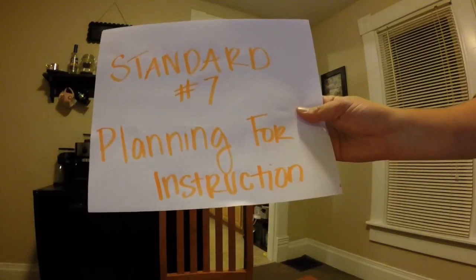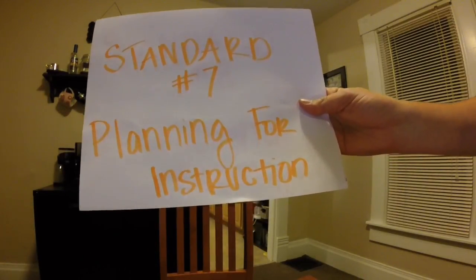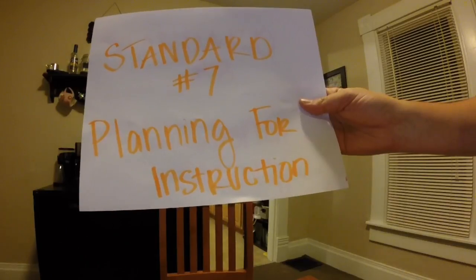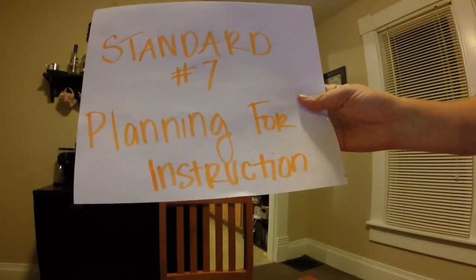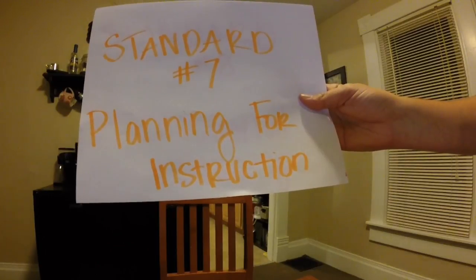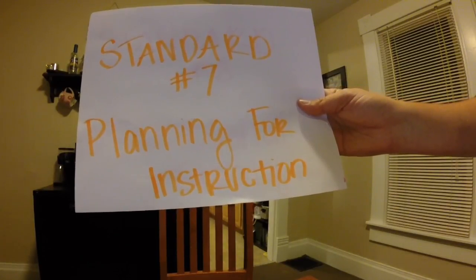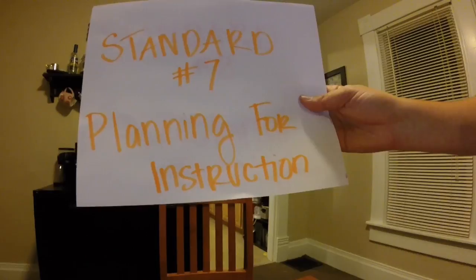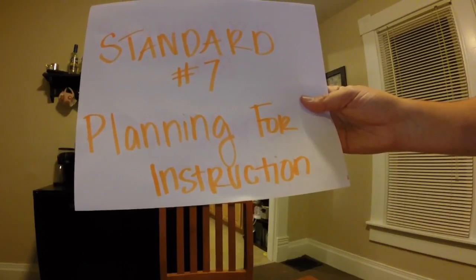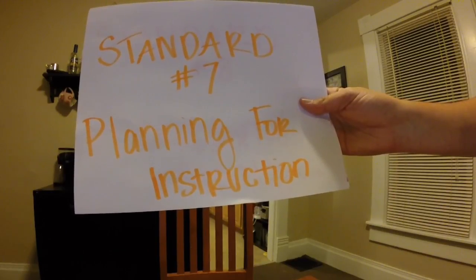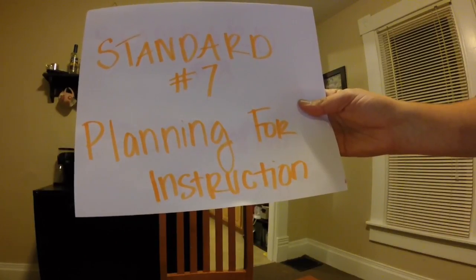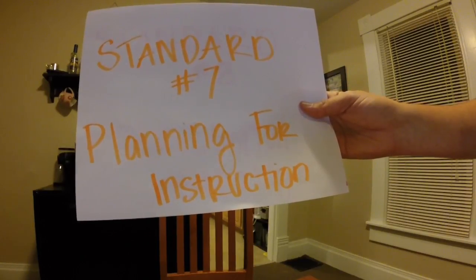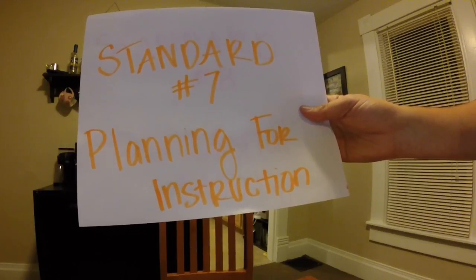Standard number 7 is planning for instruction, and this is when the teacher plans instruction that supports every student in meeting rigorous learning goals by drawing upon knowledge of content areas, curriculum, cross-disciplinary skills, and pedagogy, as well as knowledge of learners and the community context. This helps a teacher plan for instruction when she figures out which grouping to use. That way it will be most beneficial for each student.